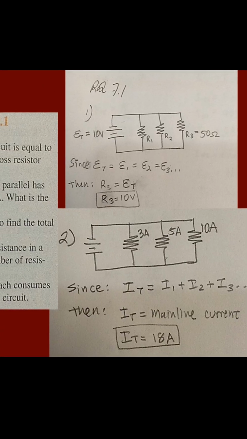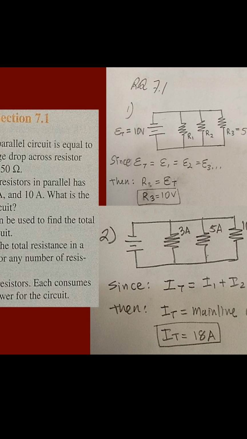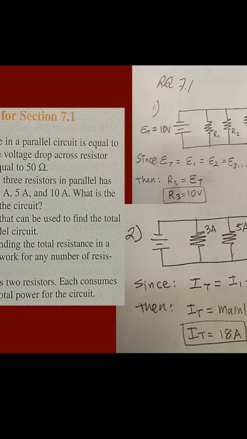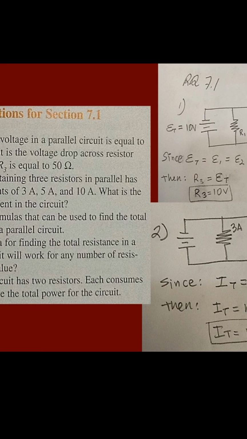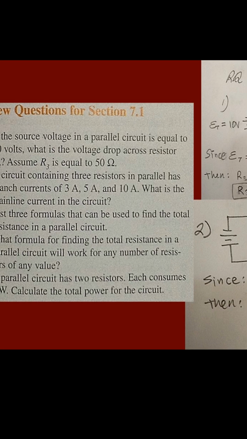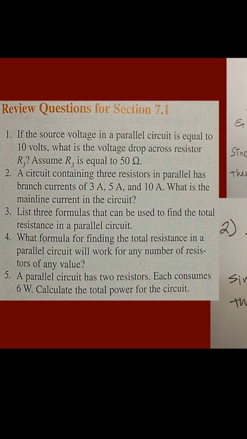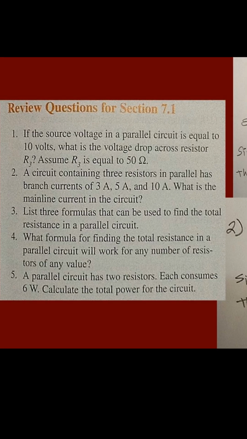So since the voltage drop at each resistor must be the same throughout the parallel circuit resistors, then total voltage drop equals 10 and R3 voltage drop equals 10, since they must be the same. So we can use that to find out what the voltage is at R3, and we know that it's 10 volts.